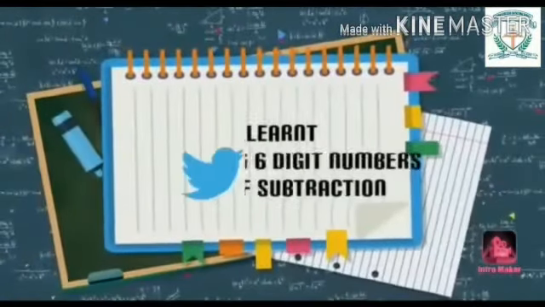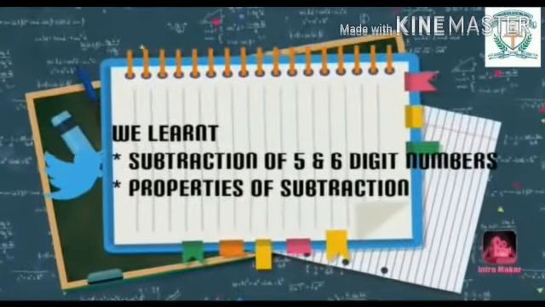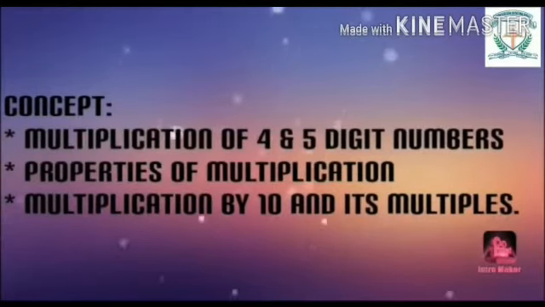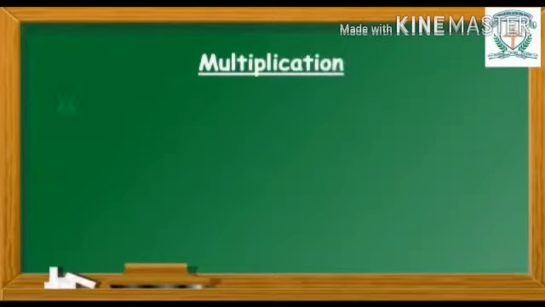Let us recall the topics discussed in previous session. We learnt subtraction of 5 and 6 digit numbers, properties of subtraction. In today's concept, let us learn about multiplication of 4 and 5 digit numbers, properties of multiplication and multiplication by 10 and its multiples. Let us start with multiplication.